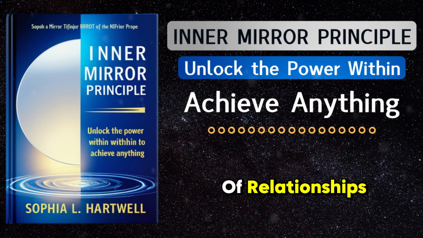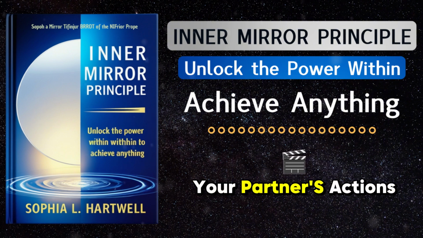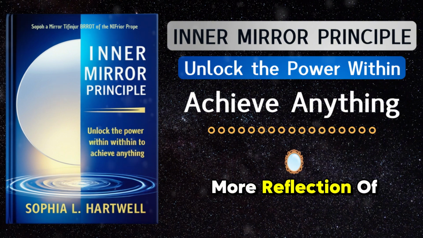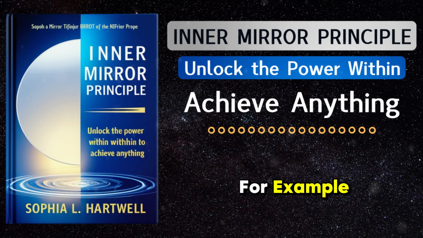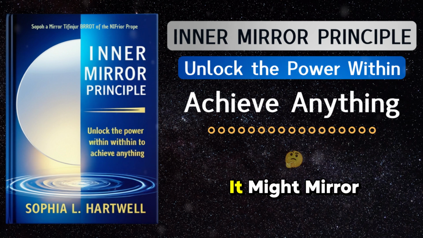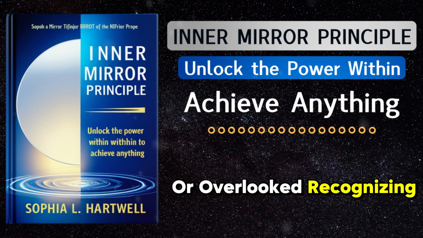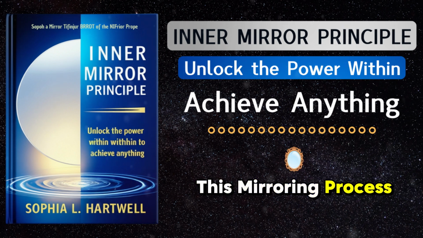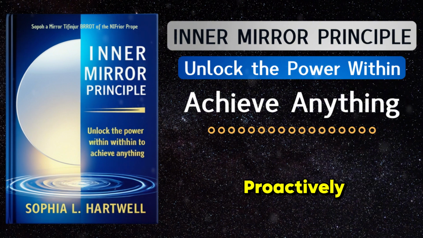In the context of relationships, the mirror principle implies that your reactions to your partner's actions and words are more a reflection of your own emotional state than of their behavior. For example, if you're frequently irritated by your partner's forgetfulness, it might mirror your own fear of being neglected or overlooked. Recognizing this mirroring process can help you understand your emotional triggers and address them proactively.